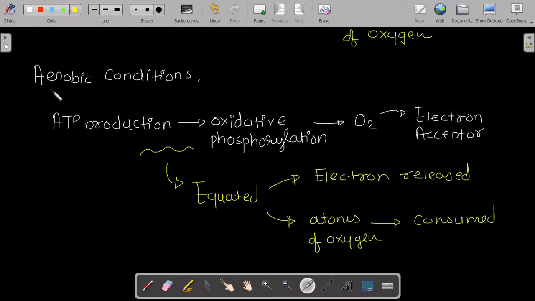So therefore, in aerobic conditions, the ATP production which results due to oxidative phosphorylation, in which oxygen acts as an electron acceptor, can be equated with the electrons released or the atoms of oxygen consumed. The ATP production can be equated with the atoms of oxygen that are consumed.